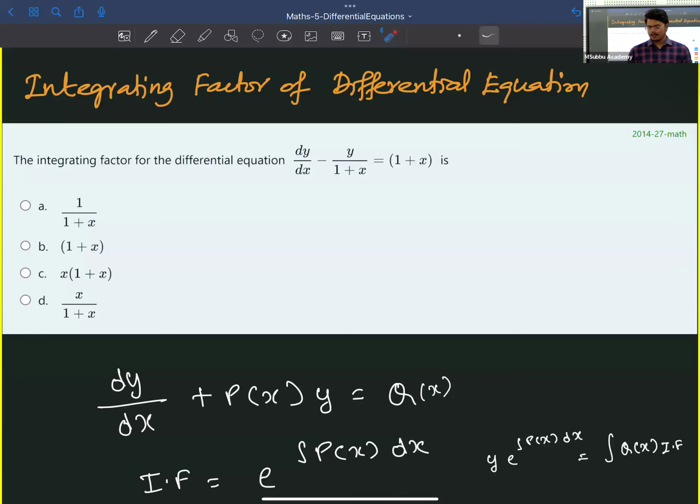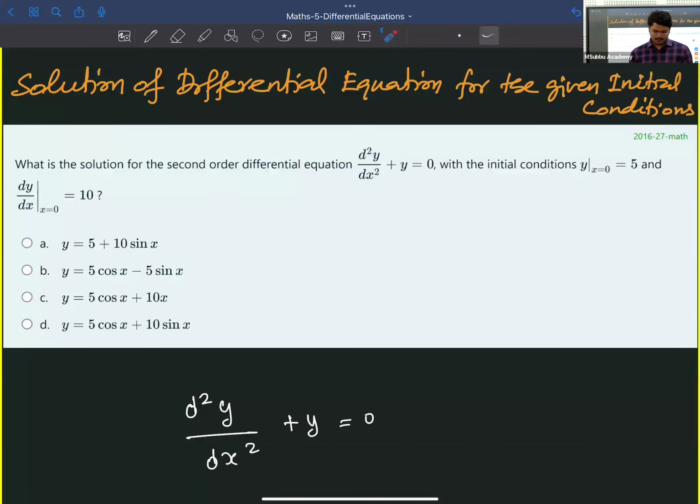I hope you guys don't have any doubt, so we'll move on to the next question. This is nothing but the solution of second order differential equations. They're asking with the initial conditions, y is equal to y of x, y of 0 is equal to 5 and y dash of 0 is equal to 10. So they have given d square y by dx square plus y is equal to 0.